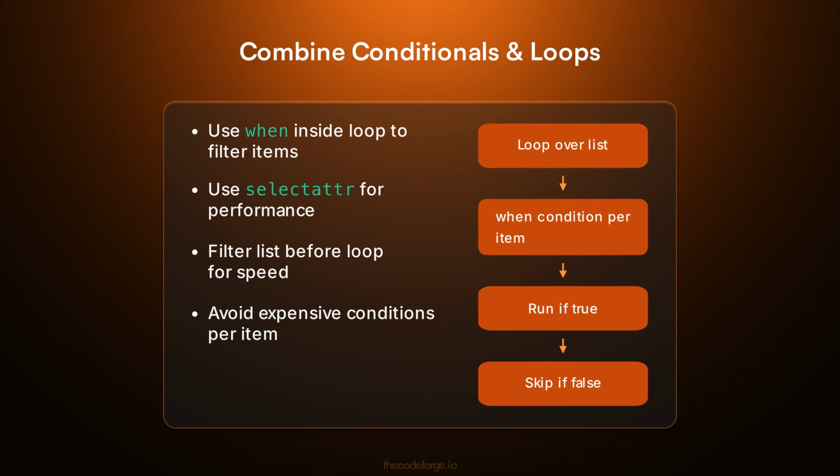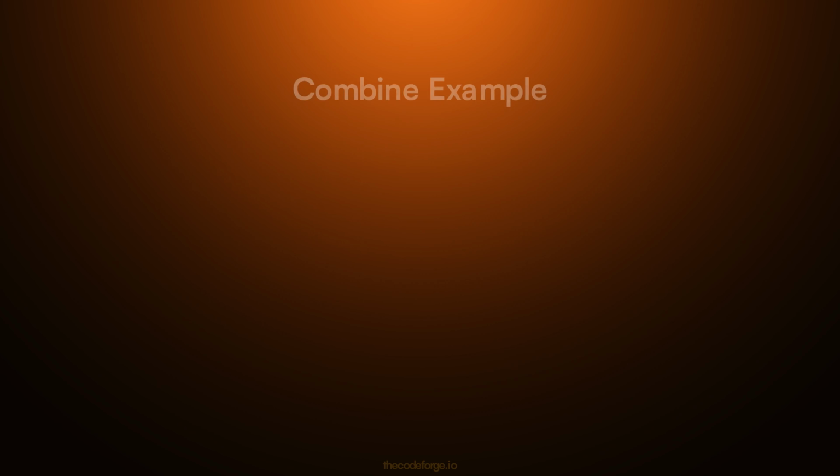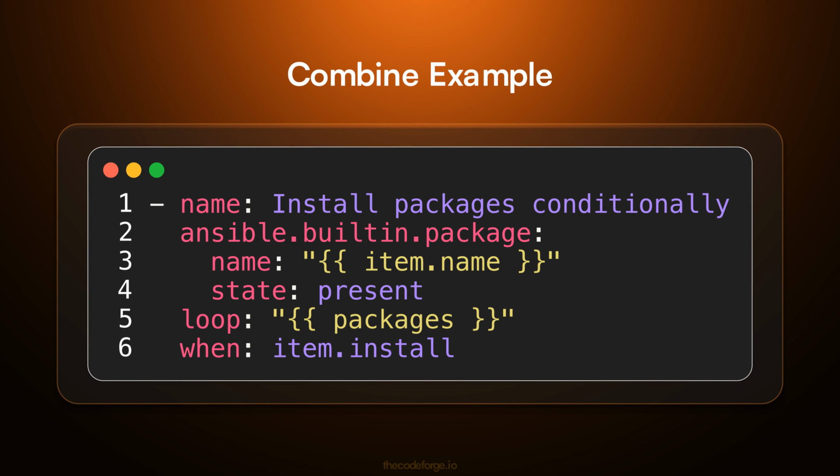You can use when inside a loop to conditionally process items. For large lists, filter the list beforehand with selectattr to reduce iterations. This loop installs only packages where install is true. The when condition is evaluated for each item.